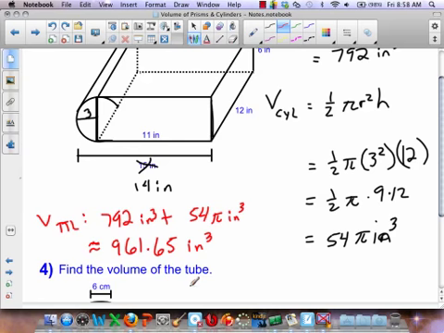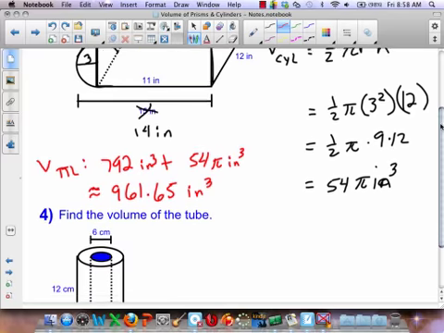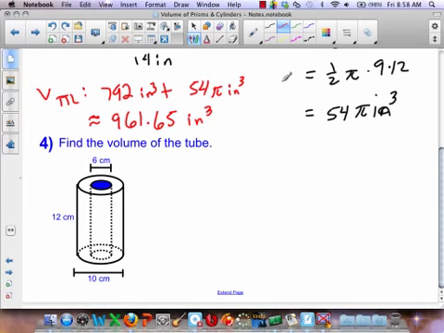All right, so now I'm going to challenge you guys a little bit here. On number 4, we have a tube. Find the volume of the tube.